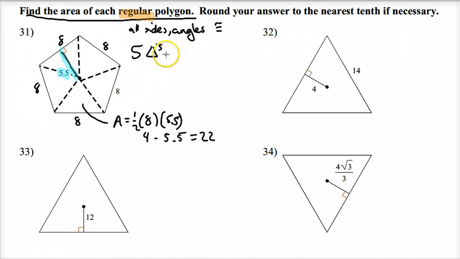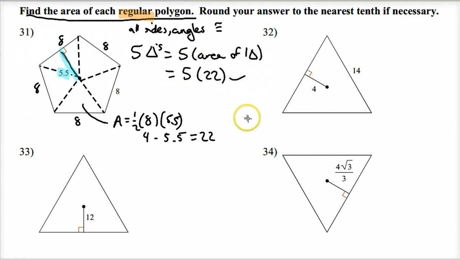But how many are there? 5 triangles. So that's going to be 5 times the area of one triangle, which is 5 times 22. There you go. Awesome, piece of cake. Wait, so what is that? That's 110. There we go. Sweet. So now what? What could we do with these other ones?